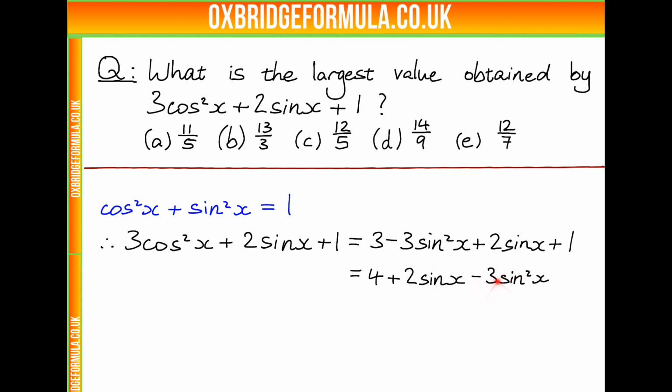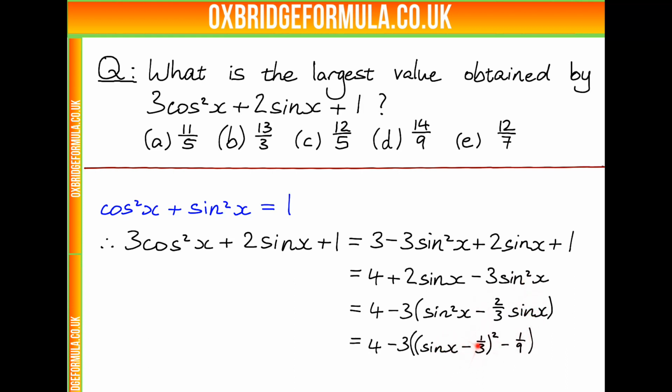So how do we do completing the square? Well, firstly we need to factor out the coefficient of the squared term, which is minus 3. So we can write this as 4 plus minus 3 times sin squared x minus 2/3 sin x, because minus 2/3 times minus 3 is 2. And then we halve the coefficient on sin x and write this as the square of sin x plus that coefficient and then minus the square of it. So we write it as sin x minus a third squared minus a ninth. That's the same as what's in the brackets here. That is the typical completing the square step.